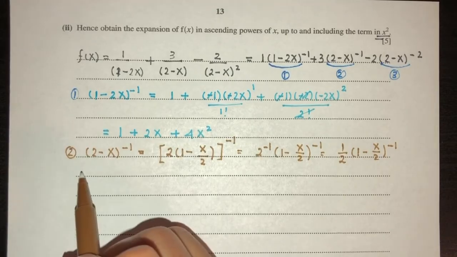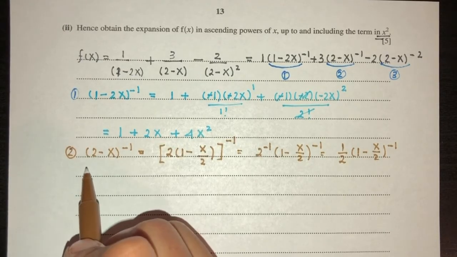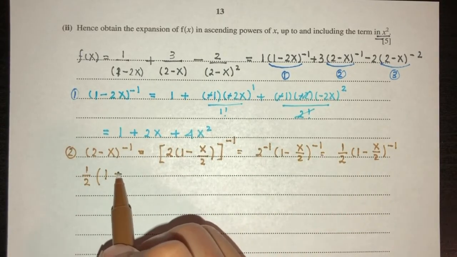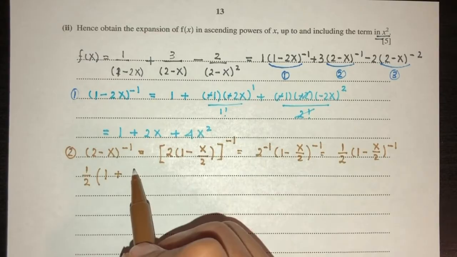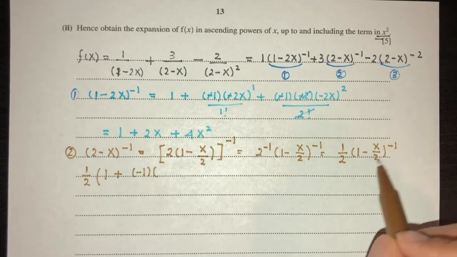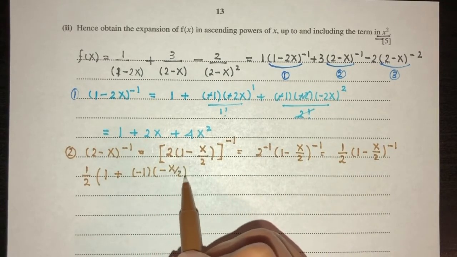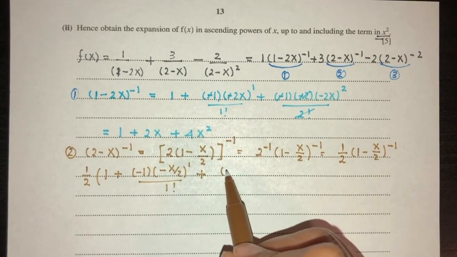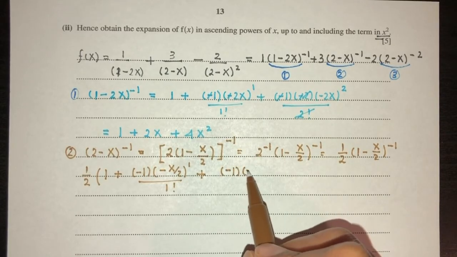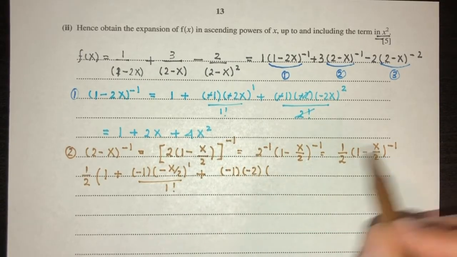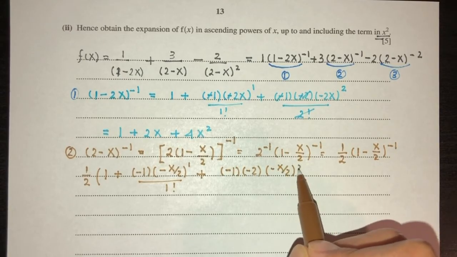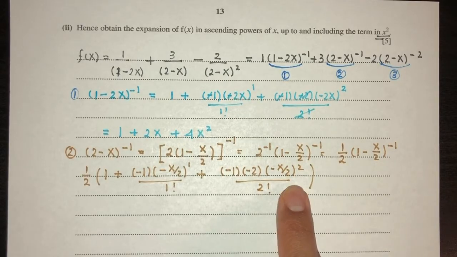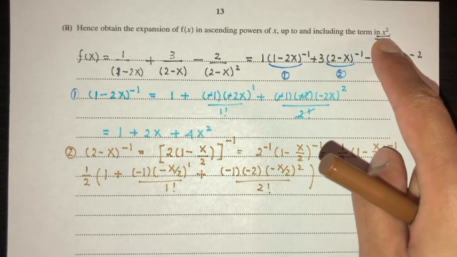So let's do that. So we have half, and here it is 1, we write 1, plus we have to take the power, which is minus 1, and times the value of x, which is minus x over 2 power 1 over 1 factorial, plus we have n, which is this, and then n minus 1, which is this, and take the value of x, which is power 2 over 2 factorial, and that's it. So we need to stop right here because we only care about the term up till x squared.